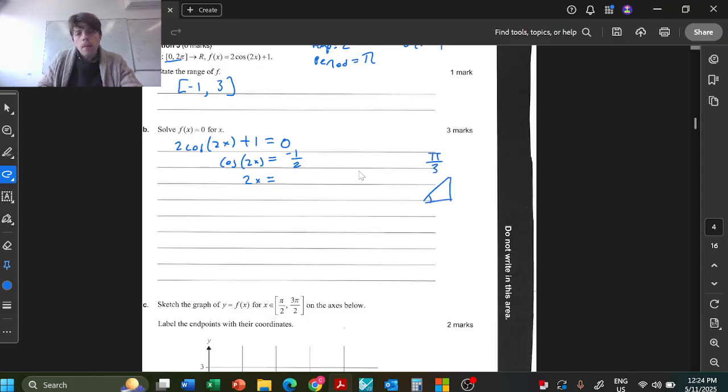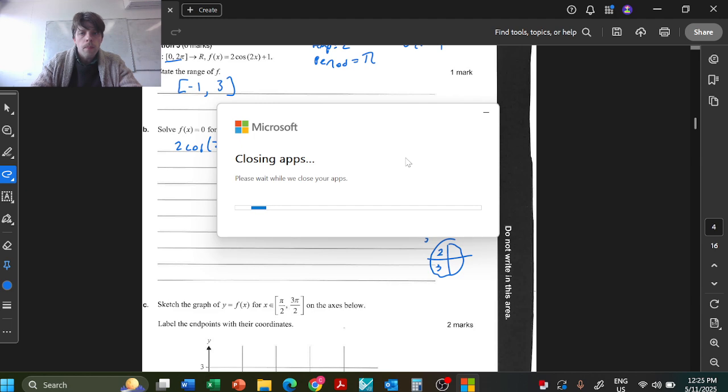Let me draw that a bit better. One of our triangles was the pi on 6, pi on 3 triangle, where this side is 1, so that's 1, root 3, 2. If we look at this, adjacent over hypotenuse is a half. And of course, we're also looking at trigonometry here. So where's cosine negative? If we look at the x-coordinates of a point on the unit circle, it's negative in the second and third quadrants. So we need to consider the solutions in those two locations.